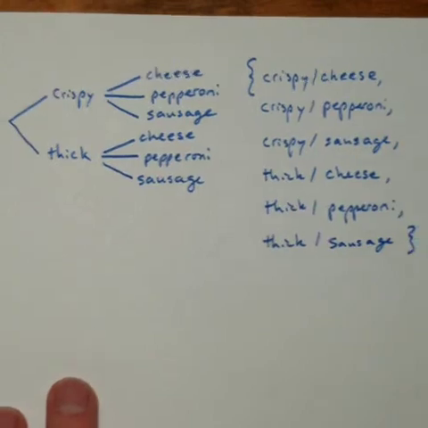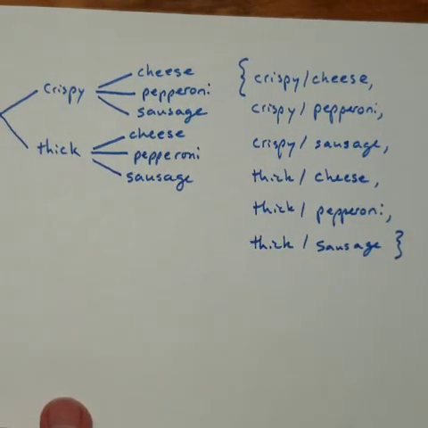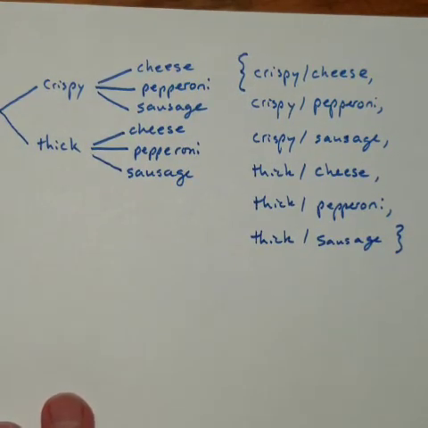Okay, and that would be, whoa, I didn't even get all that on the camera. Alright, that would be your entire sample space. So 6 different options for your pizza.